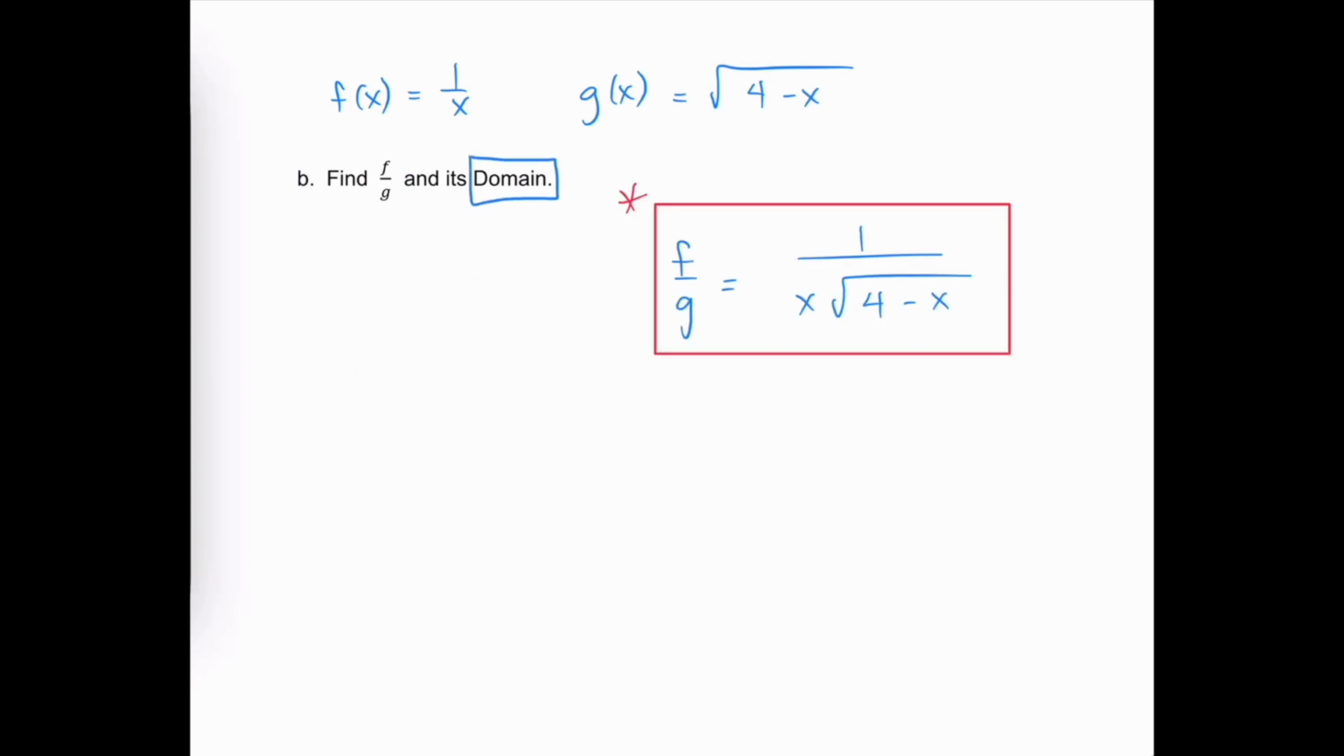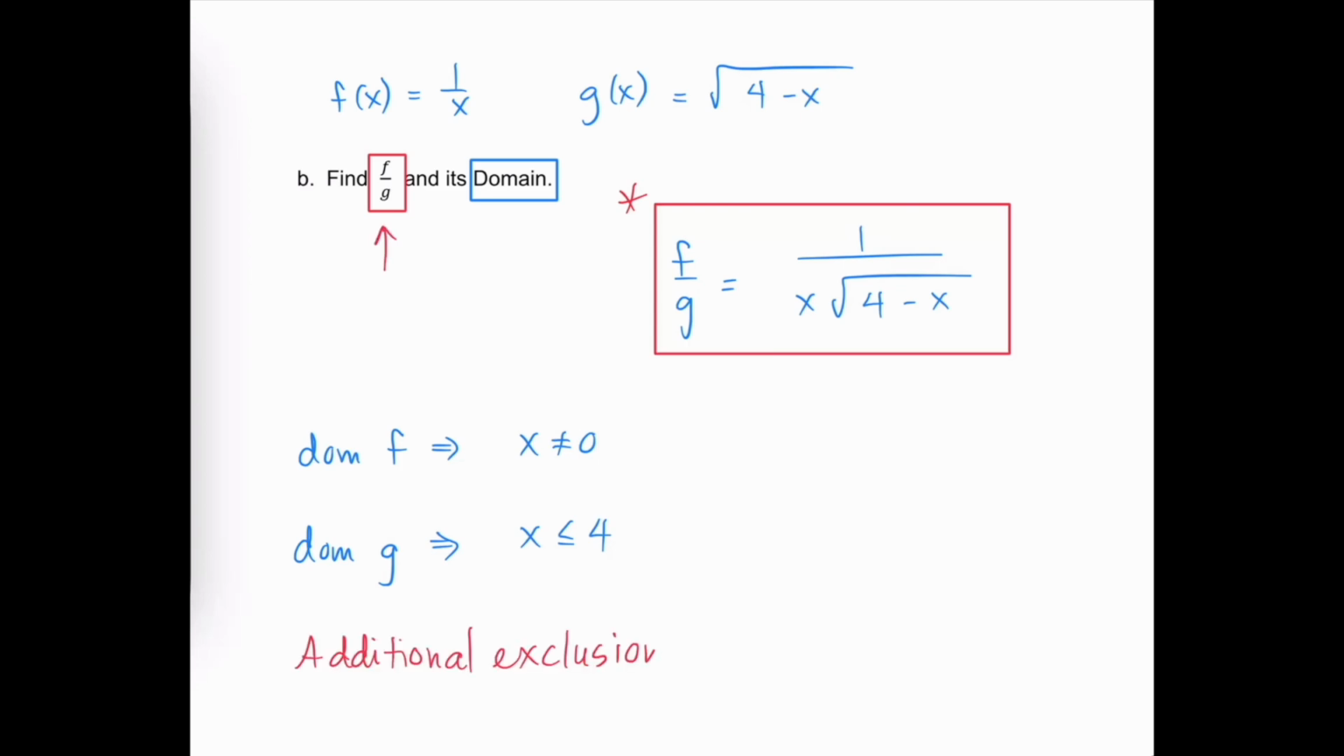So now to find the domain of this function, again, let's recall that we already found the domain of f, which was that x can be anything except for 0. We already found the domain of g, which was that x has to be less than or equal to 4. Because of the fact that we're now taking f and dividing it by g, we do need to check and see whether or not there's an additional exclusion. We would also need to exclude any x value that caused the denominator function, or the g of x function, to be equal to 0. g of x cannot be equal to 0.